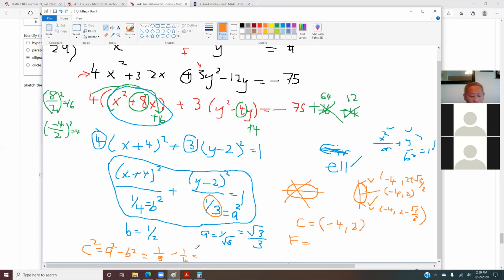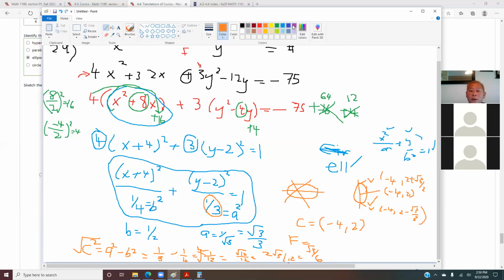And B squared is this, 1/4. So that will give me denominator 12, 1/12, because this is 4 minus 3. But this is C squared, so I take the square root of it. So this is actually the square root of 1 over 12, which if you reduce, 12 is 4 times 3, 2 root 3, so 1 over 2 root 3, which is root 3 over 6.